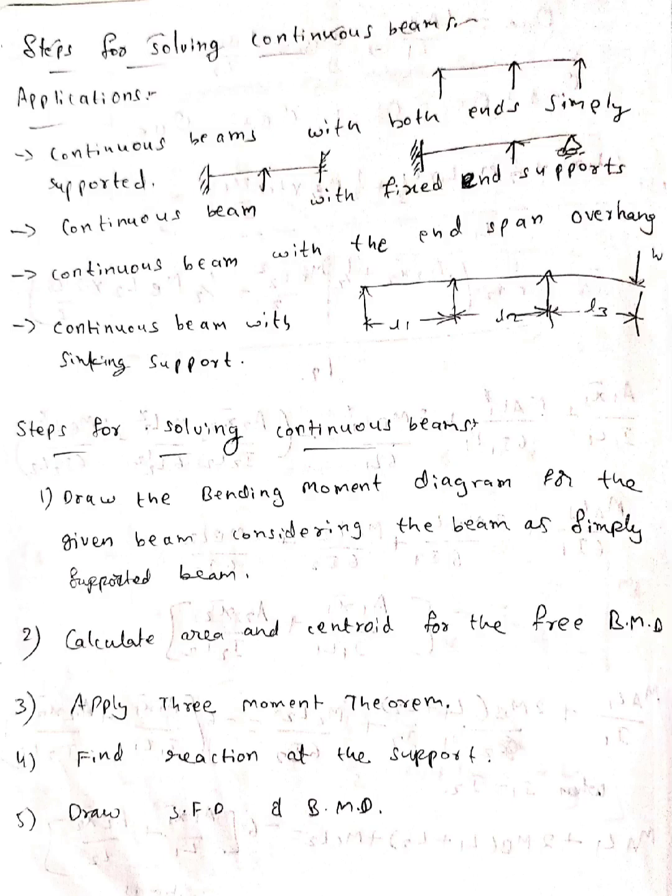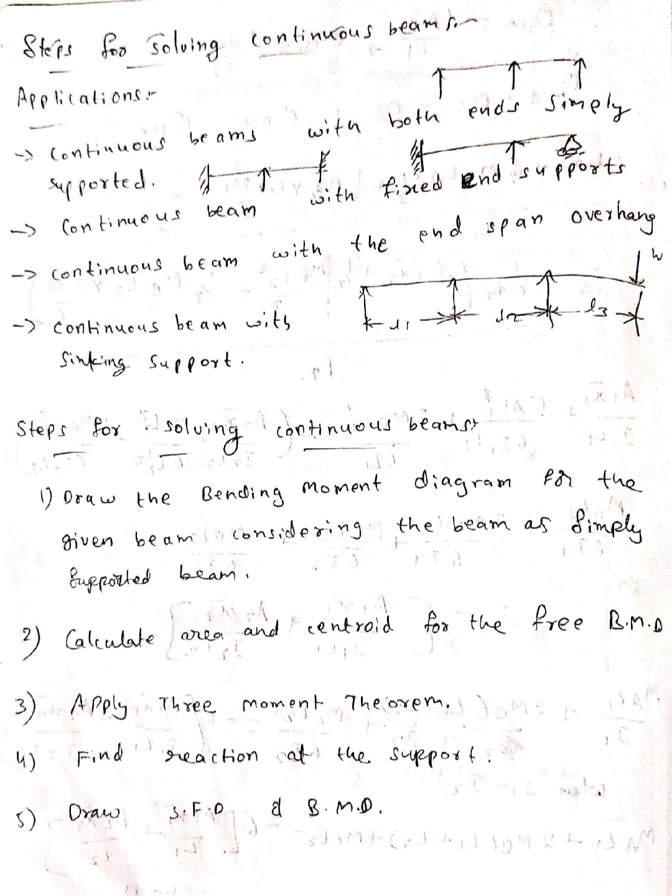In today's session, we'll discuss the applications of the three-moment theorem in continuous beams, the steps for solving continuous beams, and one example problem. So first of all, coming to applications, the three-moment theorem can be applied for continuous beams with both ends simply supported, continuous beams with fixed end supports, continuous beams with the end span overhanging, and continuous beams with sinking supports.